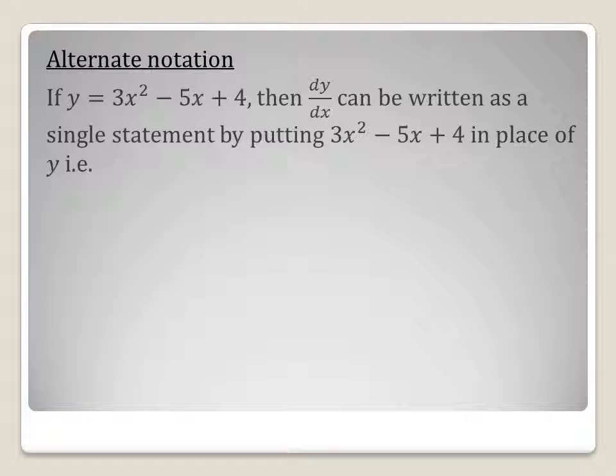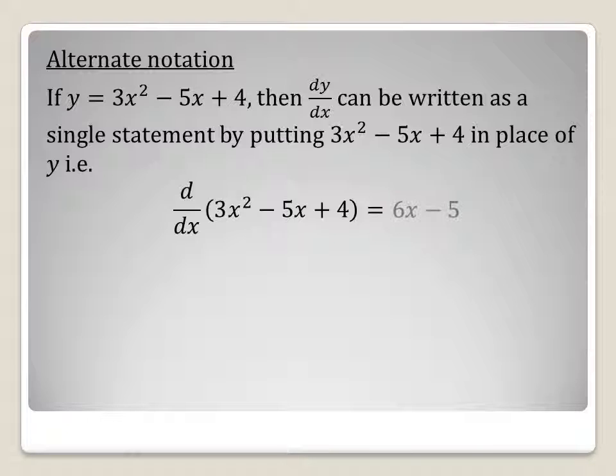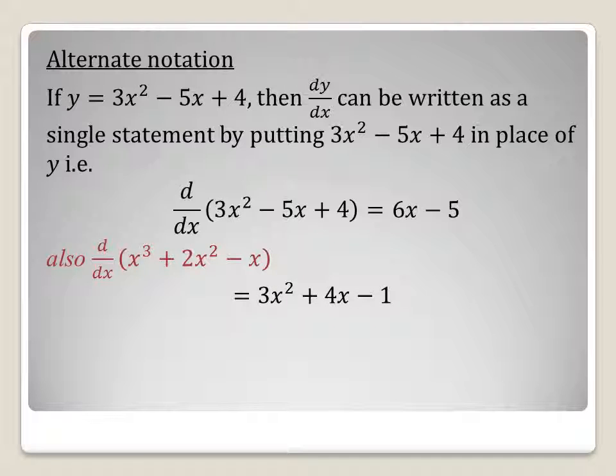Alternate notation. If y equals 3x squared minus 5x plus 4, then dy/dx can be written as a single statement by putting the function 3x squared minus 5x plus 4 in place of y. That is, d/dx of 3x squared minus 5x plus 4 equals 6x minus 5. In a similar manner, d/dx of x cubed plus 2x squared minus x equals 3x squared plus 4x minus 1.